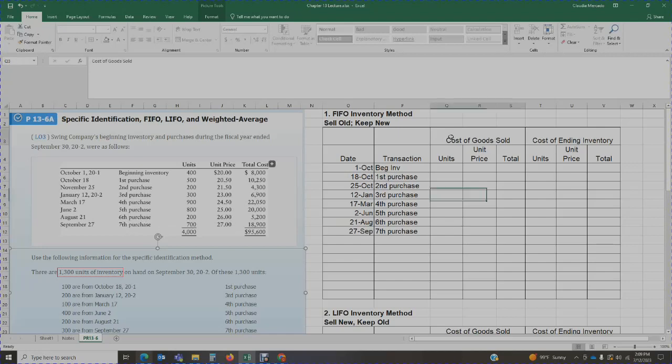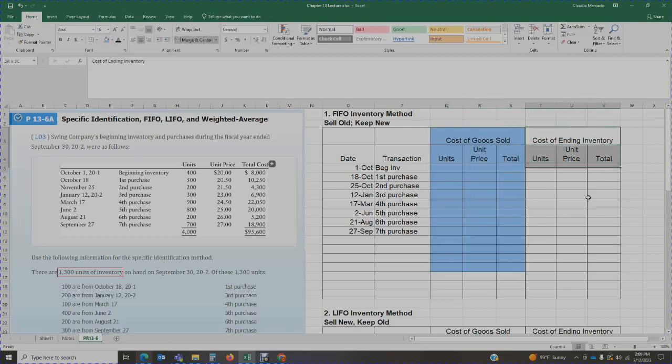And let me highlight this. That way we can see the two different colors right here. So the blues are my cost of goods sold. My orange color here is my cost of ending inventory. So right now what I'm going to calculate is my ending inventory. This is what I did not sell. So according to the problem, I did not sell 1,300 units.